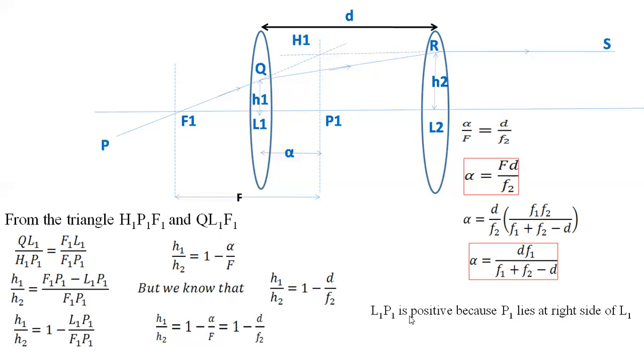Already I have told you that L1 P1 is positive because P1 lies on the right side of L1. Therefore, alpha is positive. And remember this formula, alpha is equal to F into d divided by F2. Here I have to write the focal length of the second lens. That is the position of P1 from the lens L1. Alpha is equal to the equivalent focal length into the separation between the two lenses divided by the focal length of the second lens. You are finding the position of the first principal point, and here you have to write the focal length of the second lens.